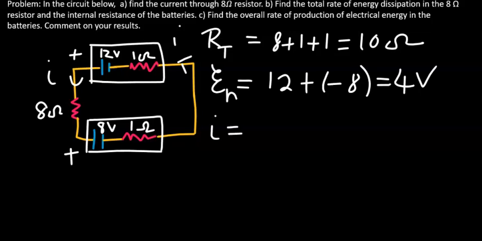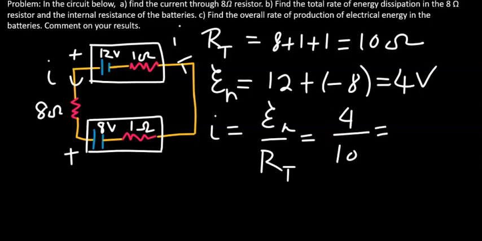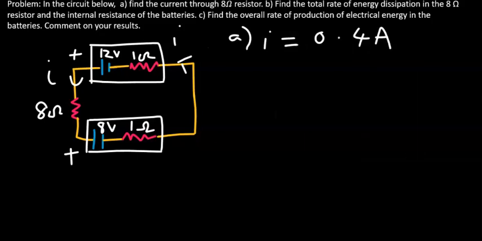What that means is that current is the resultant EMF over the total resistance of that circuit. So the EMF is 4 volts, the total resistance is 10 ohms, and you're going to get 0.4 ampere for the current. So that's the answer for part A. Now part B. The total rate of energy dissipation in the 8 ohm resistor and the internal resistance of the batteries. So let's start with the 8 ohm resistor.